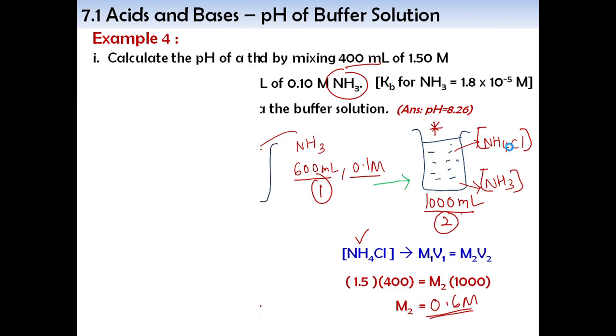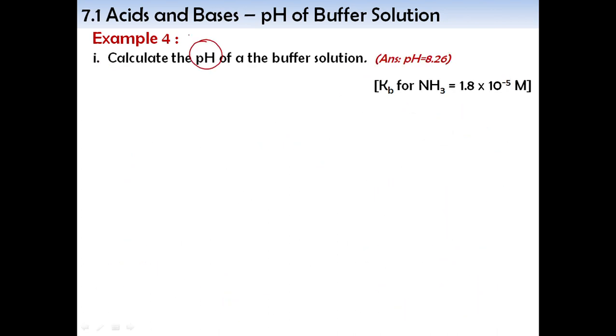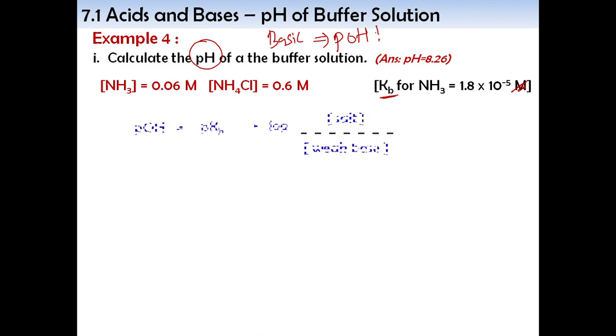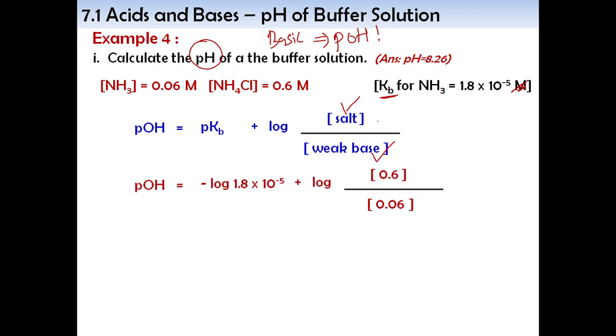Now only can we calculate the pH value. Earlier we determined the concentration in the buffer solution. So this is actually NH3. When you see NH, this is a weak base. Again, not sure? You can look at this. There is no unit, so this is a base. If it is basic, can we find the pH directly? No, we must find the pOH first. So by using the Henderson-Hasselbalch equation, we're going to find the pOH. We know the salt is 0.6 and this one, the weak base, is 0.06. Put into the formula, press the calculator until you get the pOH. How much did you get?